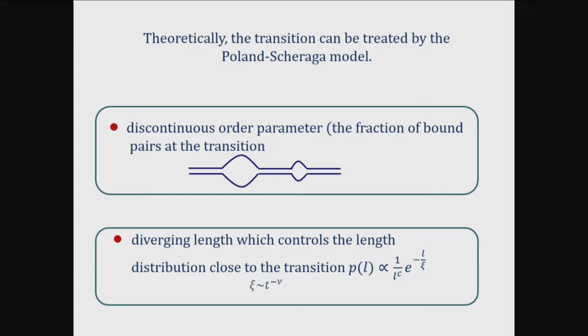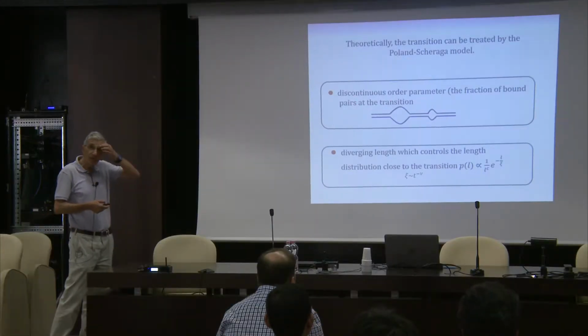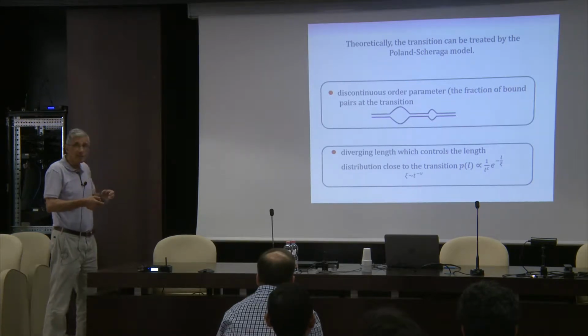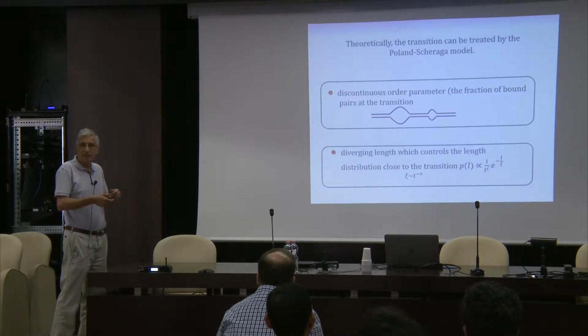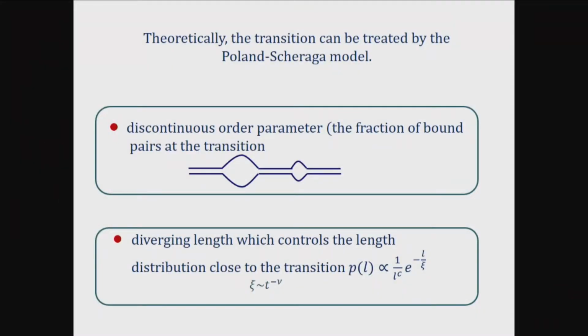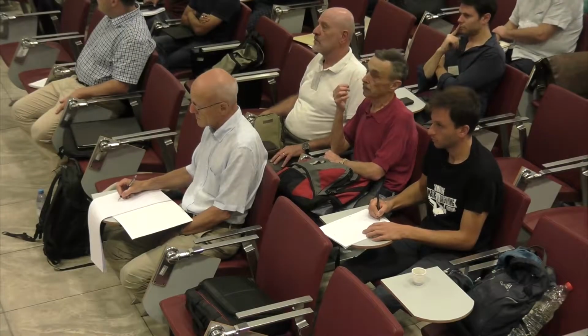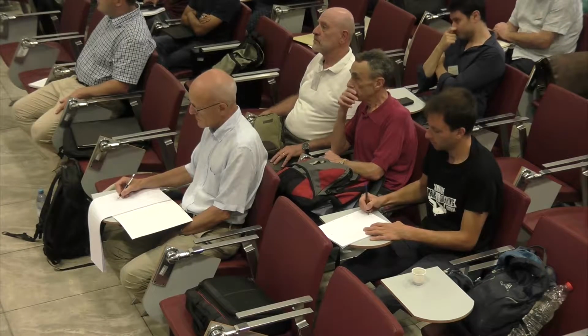This is the typical model that people use to study this kind of system. The order parameter is discontinuous, in the sense that as you increase the temperature, you form more and more bubbles. But at the transition, it turns out that these bubbles don't grow to infinity; there is a finite fraction of the system which is still bound, and then all of a sudden it becomes unbound. In that sense, there is a discontinuity in the order parameter, which is the fraction of bound pairs. On the other hand, there is a diverging length.